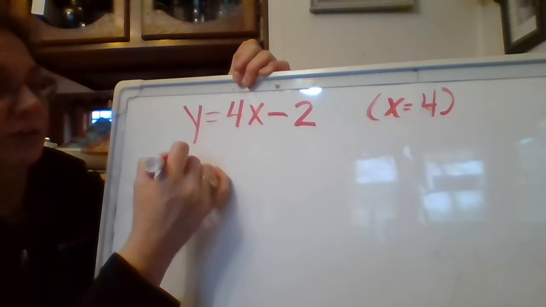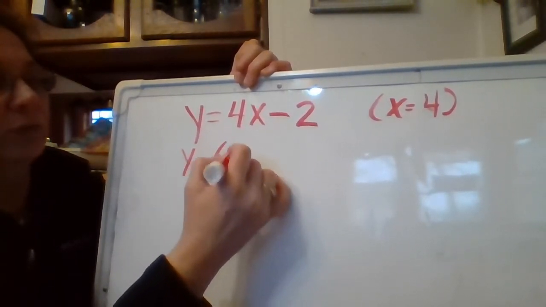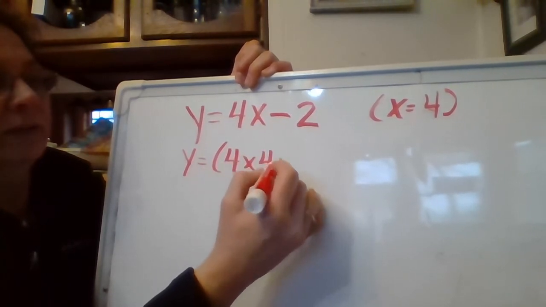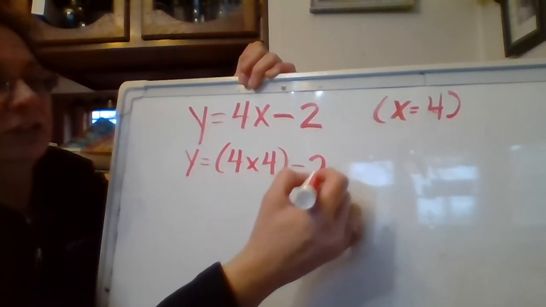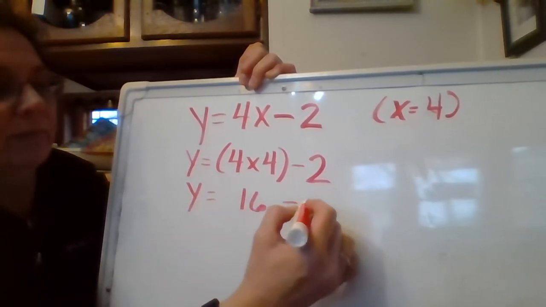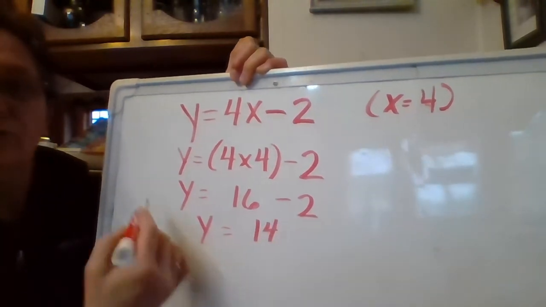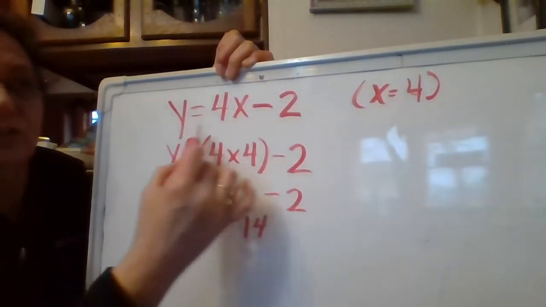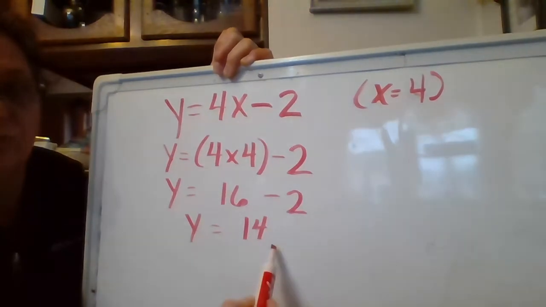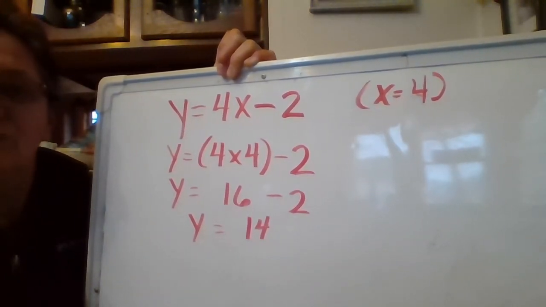So that means your equation is actually, y equals 4 times 4 minus 2. Y equals 16 minus 2. So then y equals 14. So you need to do the work. You need to show the problem. You need to do the work. Okay?